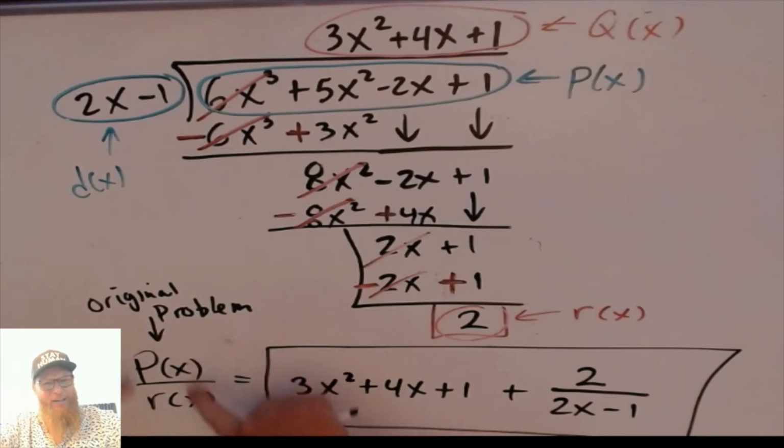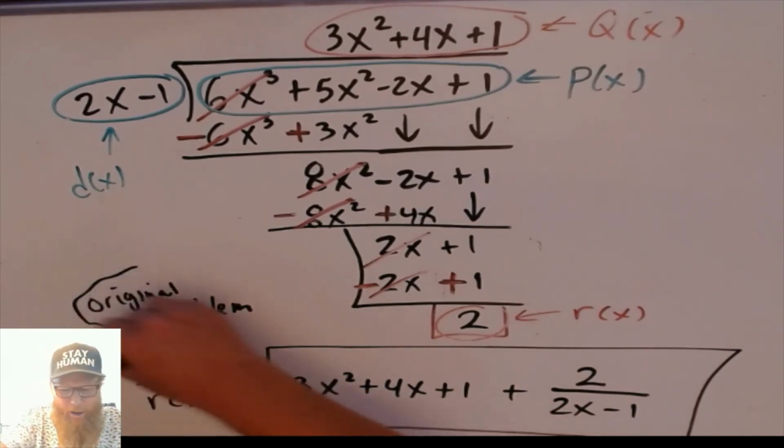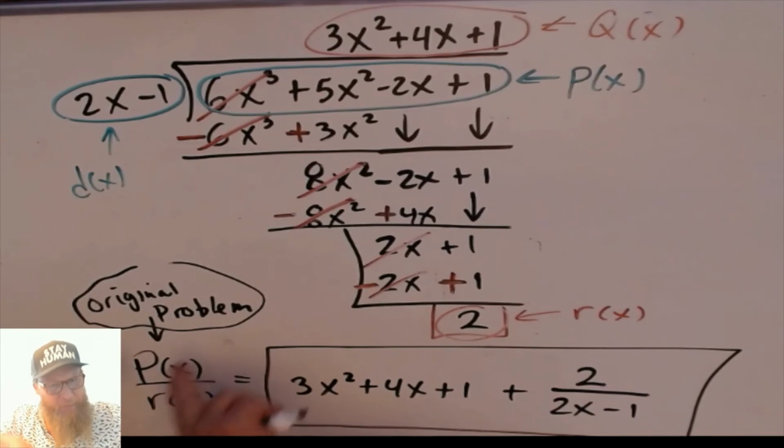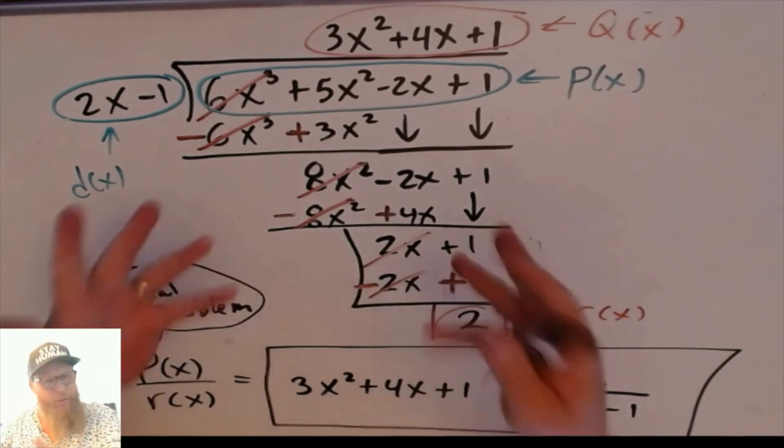Make sure you don't actually type this part. This part is just sort of stating what it is your answer represents. So this result represents the division of P of x divided by d of x using long division.